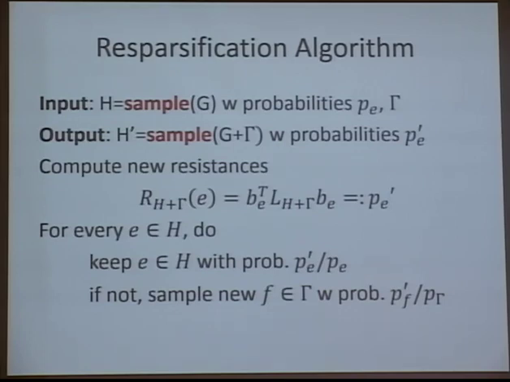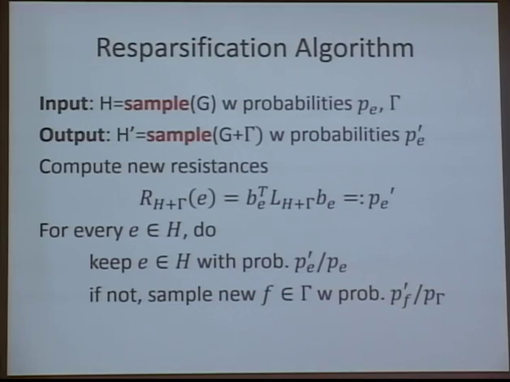The algorithm has two steps. One is to compute the new resistances. I just added this gamma, so for every edge in H and in gamma, compute the resistance of that edge in H plus gamma. This is b transpose L inverse b. It can be done in nearly linear time using Laplacian solvers. Call this p sub e prime. And then do this rejection sampling.